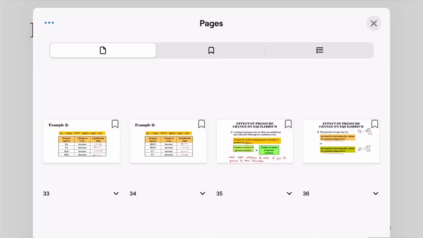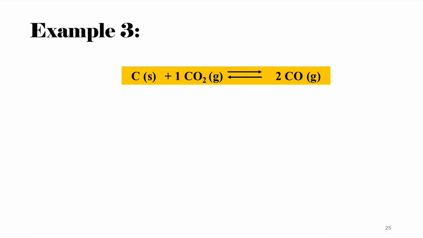What about for this reaction? Do the same thing: increase P, no change, and then decrease P. I'll give you guys just a second to think. All right, so the first thing you want to do is identify the number of moles of gas on each side. So how many moles of gas are on the left side?